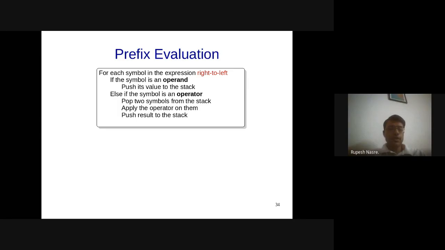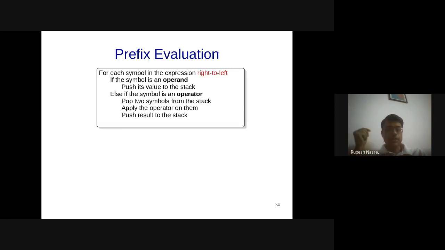Prefix evaluation. One of the suggestions was that we could use an operand stack and an operator stack. We push operands to the operand stack, and whenever we have two operators available, we pop the operator from the other stack, evaluate that, and push the result back. Unfortunately, some of you suggested that this algorithm doesn't work, and we might have to think of something else.